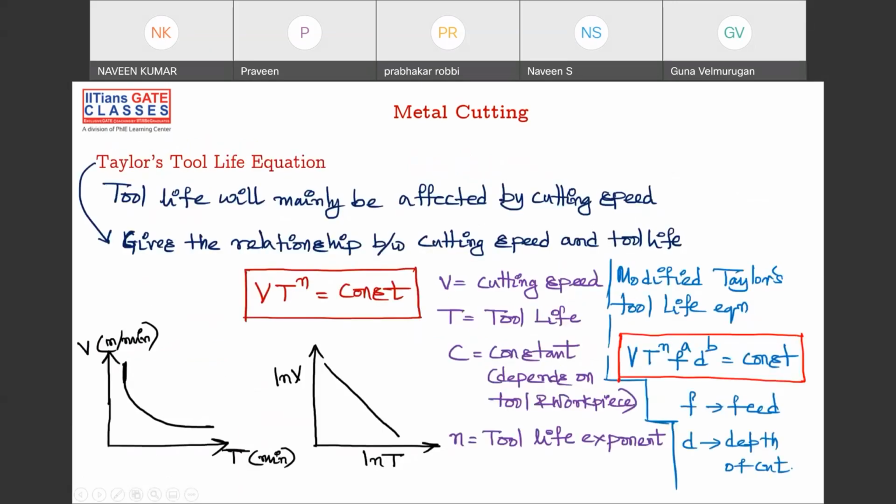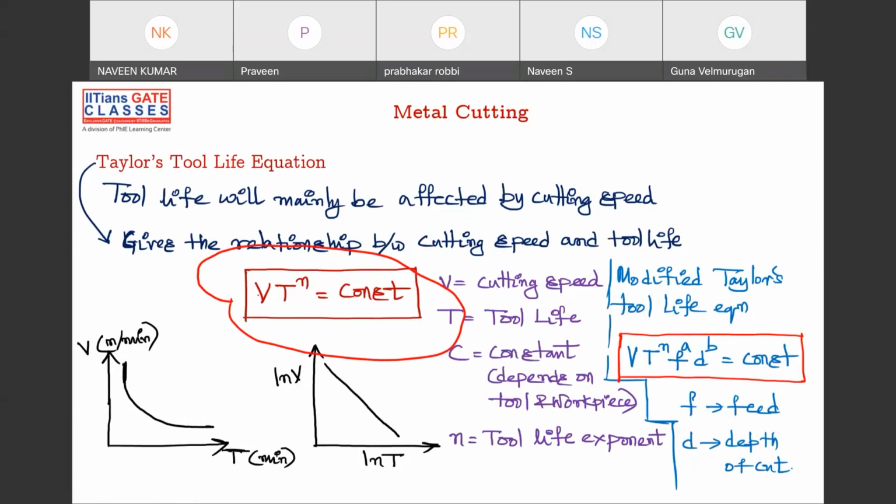Fine. Next. And let's go to the $1 million equation. It's very important. People are very much obsessed with this equation, and they'll be asking every time one question on this thing. V t power n is equal to constant. Taylor invented or derived this formula. Derived in the sense it's an empirical formula. What is this formula?